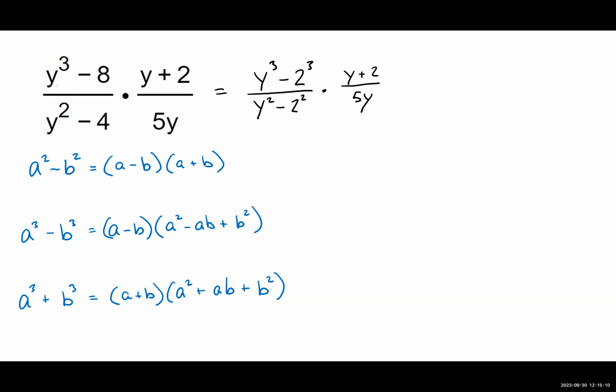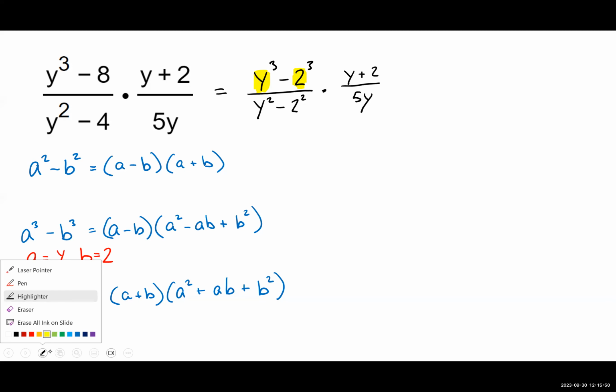So for the y cubed minus 8, or y cubed minus 2 cubed, the A in this case would be the y, and the B in this case would be the 2. We have something cubed minus something cubed. The first base is the y, and the second base is the 2. So that's your A and your B in this formula. And you don't have to think about how to factor. Once you've identified that it's a cube minus a cube, you plug those two values, y and 2, in for the A and the B in the formula.